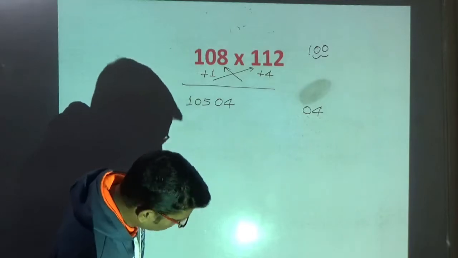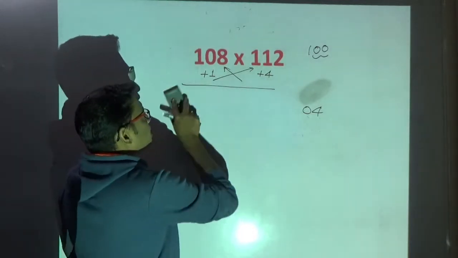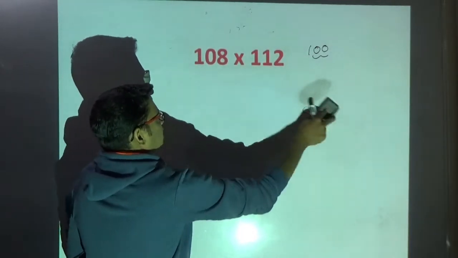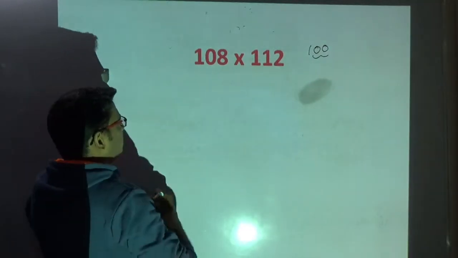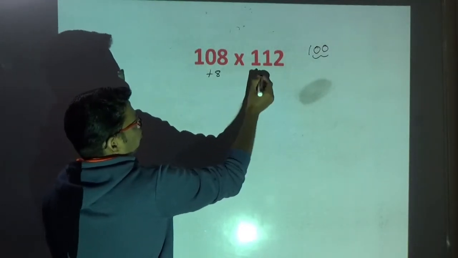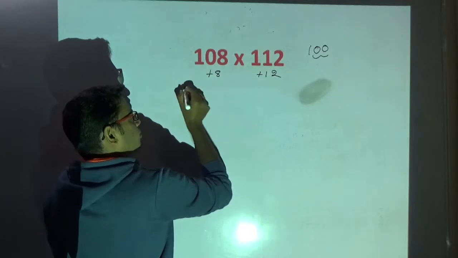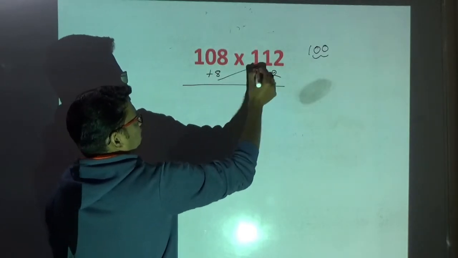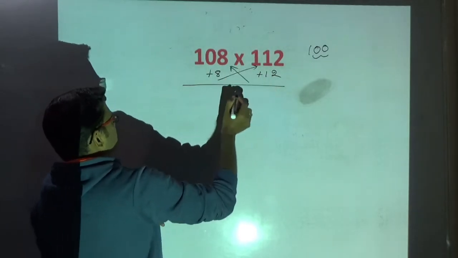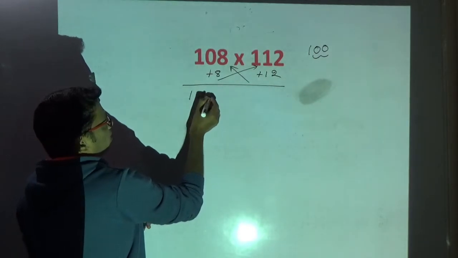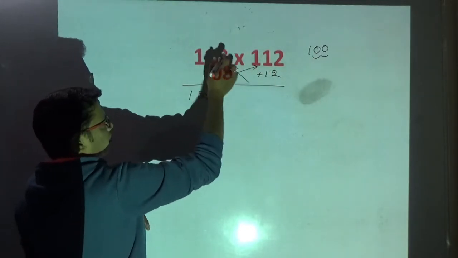Hope you have understood. So let me explain one more example now. Again the base for this is 100. This is above by plus 8. This is above by plus 12. Then I will go for cross addition. You can do this or you can do this, the answer will be the same. So this will be 120. Similarly, here it's also 120 only.